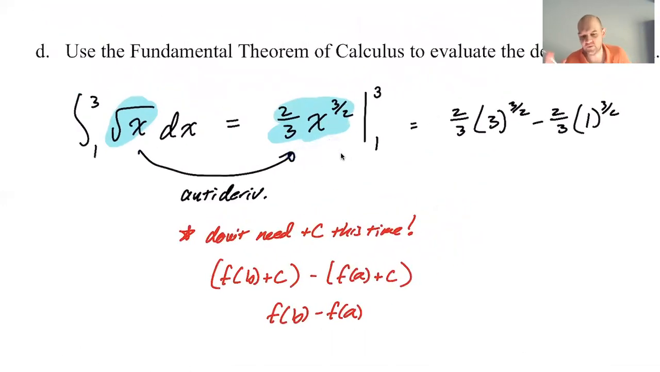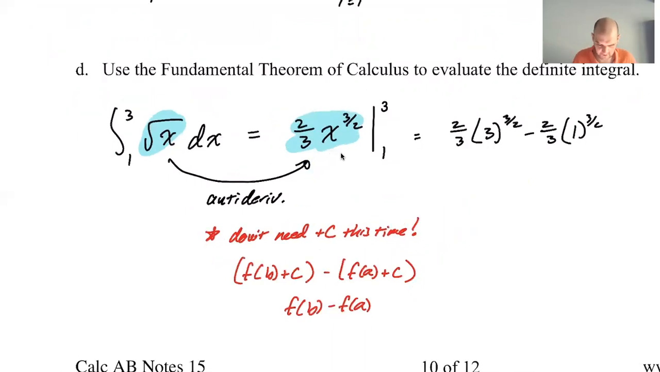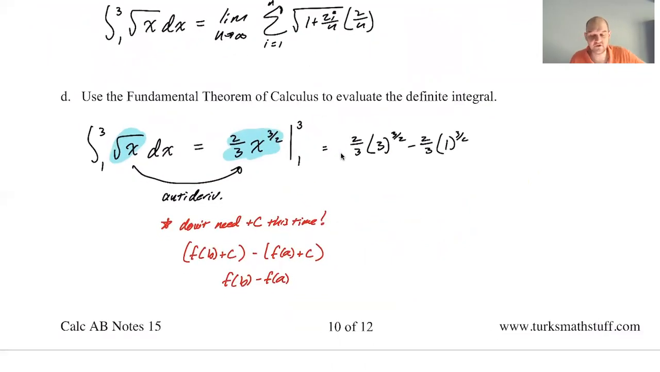It's the only time that you don't care about plus c. We don't care because the plus c here and the plus c here, when you subtract, they're just going to cancel out. So it doesn't make a difference. You could write this thing plus 50, and when you plug in 3, you'll get this thing plus 50. When you plug in 1, you'll get this thing plus 50. When you subtract them, 50 minus 50, gone. It doesn't matter what number you choose.